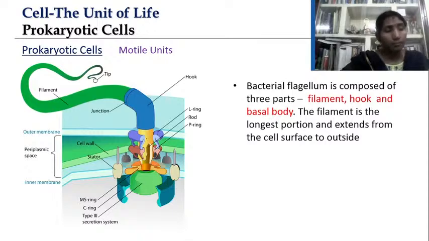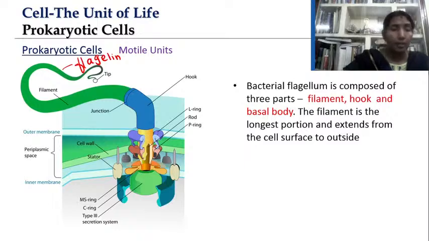When I speak about the flagellum, you should know that the filament is made up of the protein flagellin. The basal body will be attached to the plasma membrane, and the basal body can rotate at an angle of 360 degrees. The filament is the longest portion and it can extend from the cell surface to outside. So that part you need to know.